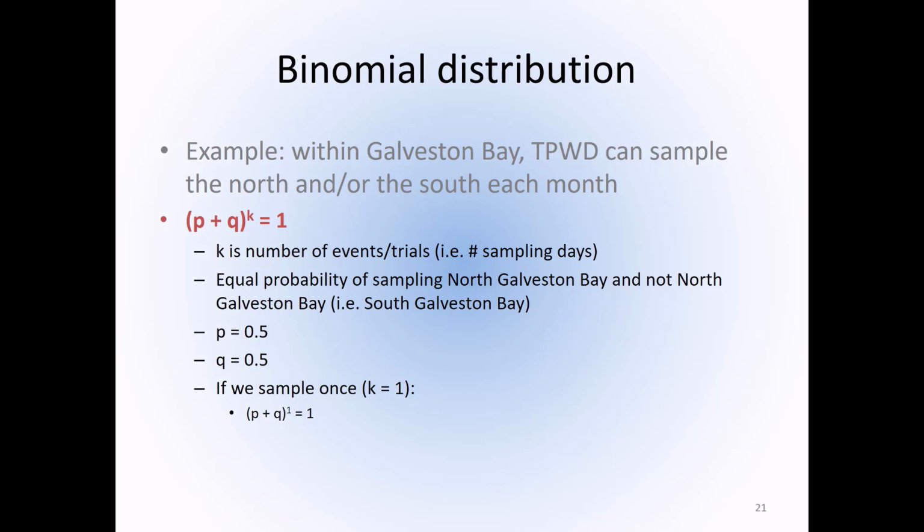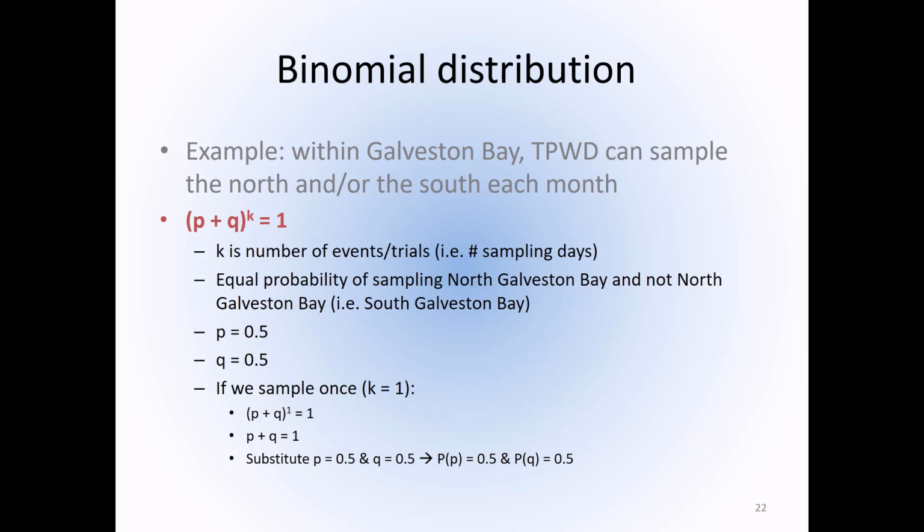and we only sample once, we can put in 0.5 for P and 0.5 for Q, and we can then calculate what our values are for the probability that P is occurring and the probability that Q is occurring. And in this case, there is a 50% likelihood that we sample in North Galveston Bay and a 50% likelihood that we sample in Southern Galveston Bay. Now again, this is pretty unrealistic.